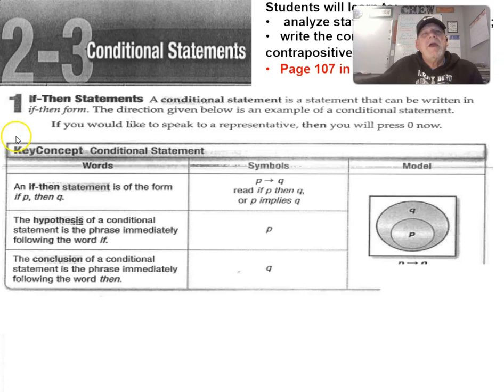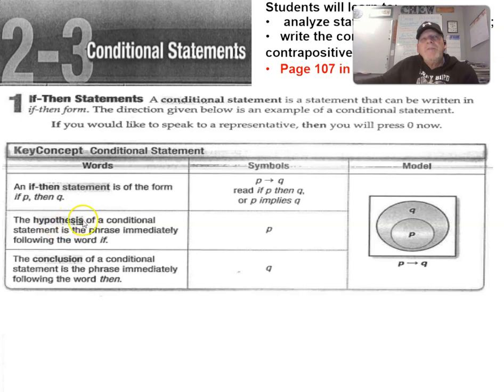Here is a key concept conditional statement chart. An if-then statement is of the form if P then Q. P and Q happen to be statements. We can write it in symbols, P arrow Q, and you read that as if P then Q, or P implies Q. And here's a model that shows them.